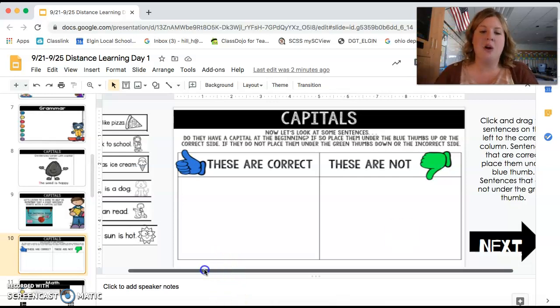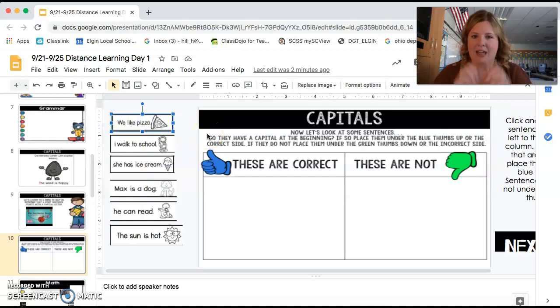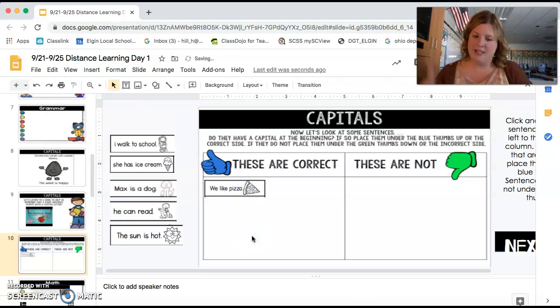Okay, I will do one with you, okay? All right, let's look at this one. It says, we like pizza, okay? We like pizza has a capital at the beginning, capital W. Is that correct? Yes, it is, okay? So you're going to move that over here underneath the blue thumbs up, because we like pizza with the capital letter and the period at the end is correct, okay?